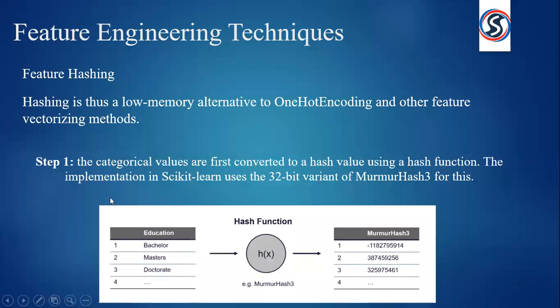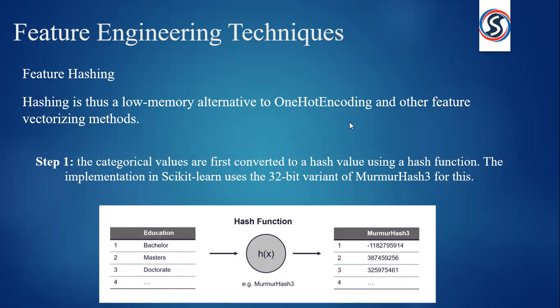What does feature hashing do? Mainly we are going to reduce the dimensionality here, because when we use the alternative method, one hot encoding, this problem arises: the dimensionality is increasing. So hashing is a low memory alternative to one hot encoding and other feature vectorizing methods. So this is another method. Instead of going for one hot encoding, so that the dimensionality problem does not come, we go for feature hashing.